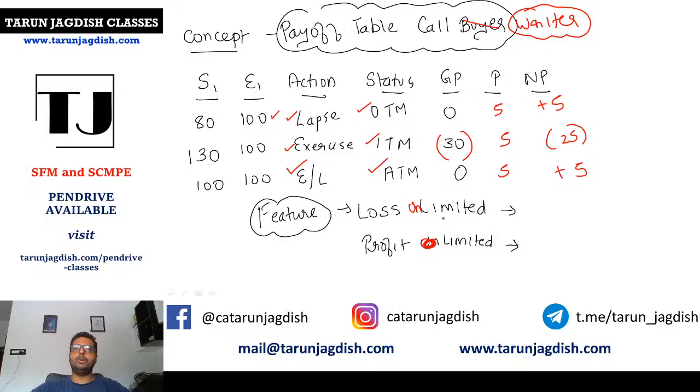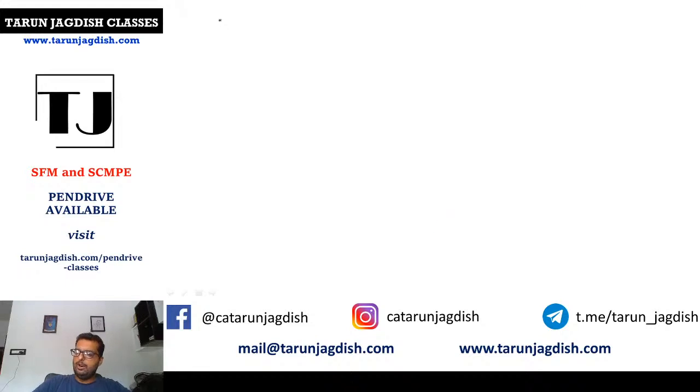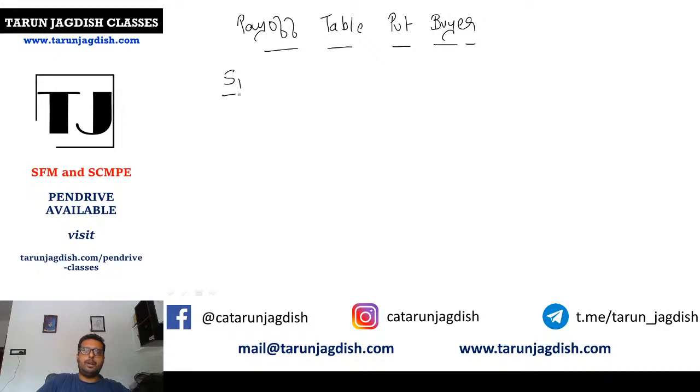All right, friends. Have you all put up till here in your books now? Okay. Once you have put up till here, let us go to the next one. Payoff table. Now I'll put this with a blacking pen. Payoff table for a put buyer. Here the table format will be S1, E1, action, status, GP, premium, NP.